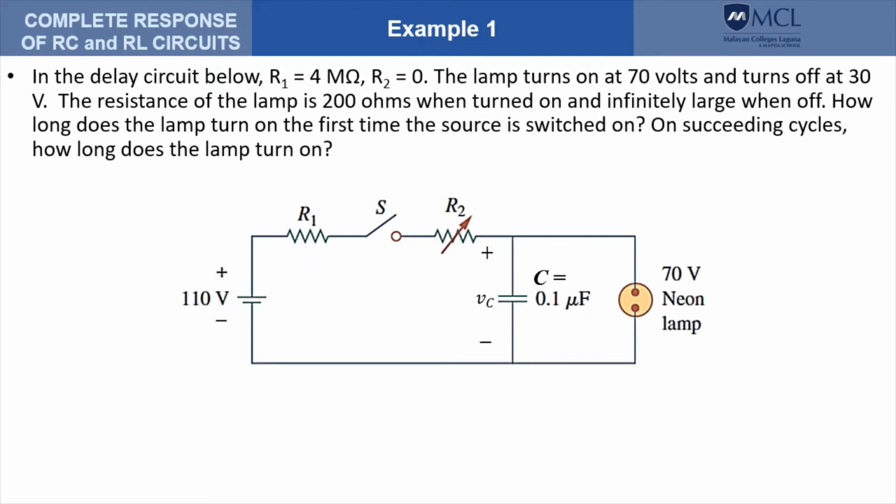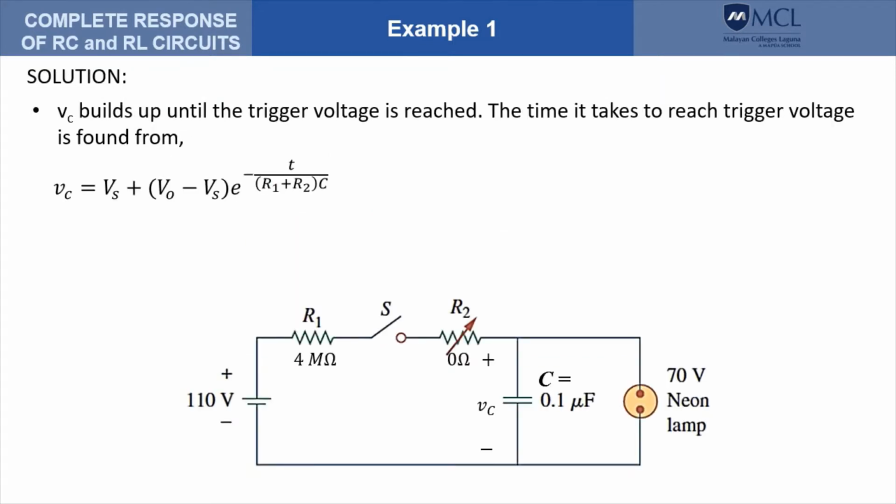The question is, how long does the lamp take to turn on the first time the source is switched on? And on the succeeding cycles, how long does the lamp turn on? The first time that we turn on the switch, take note that the capacitor has no initial voltage. The voltage V sub C of the capacitor will build up until the trigger voltage is reached.